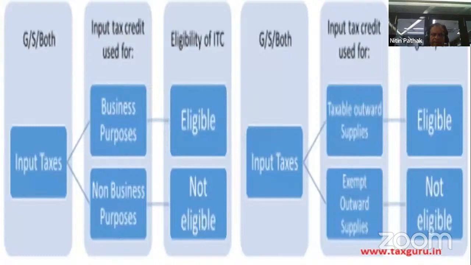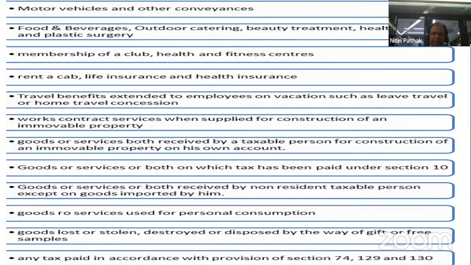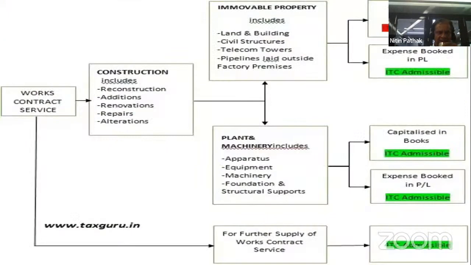Now this is about ITC: input tax credit, business purpose, non-business purpose, taxable, zero rate, and exempt supply. The taxable plus zero rated supply is allowed proportionately. This is claimed 100%. These are block credit matters. I'm not covering this, I'm just going fast.